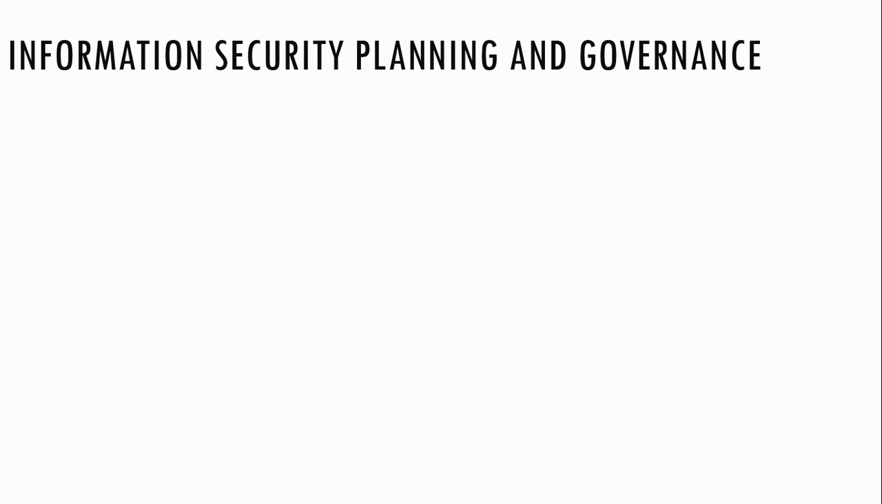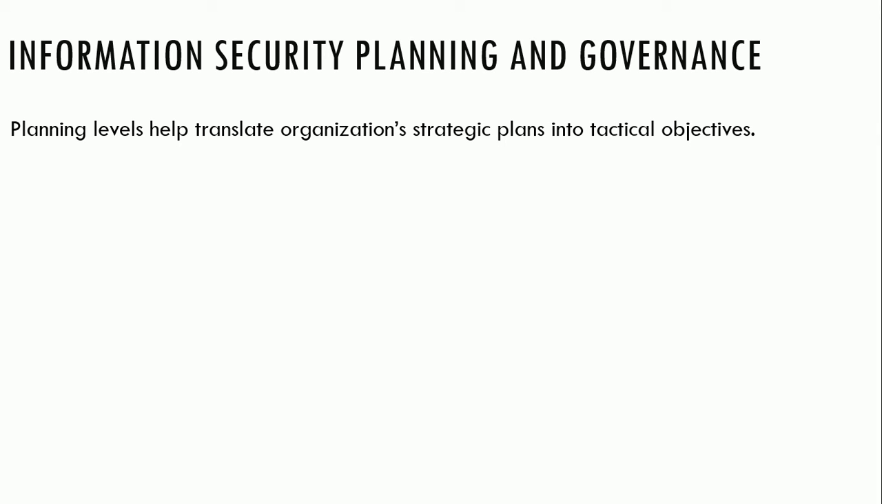So, as far as governance and planning goes, planning helps us translate an organization's strategic plans into tactical objectives. One important note here is that one of the important roles of a CISO, or Chief Information Security Officer, is to work within the C suite to make sure that the information security program is aligning with the strategic objectives and goals of the overall organization, and to make sure that they're supporting and in line with those goals. So that's an important role for the CISO.